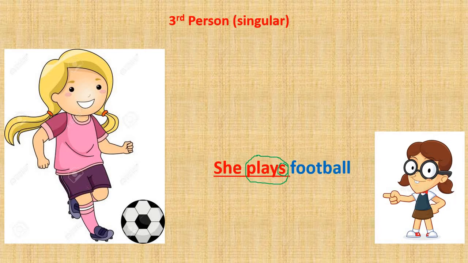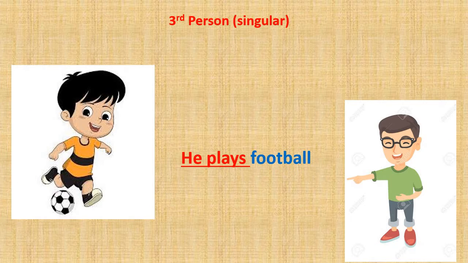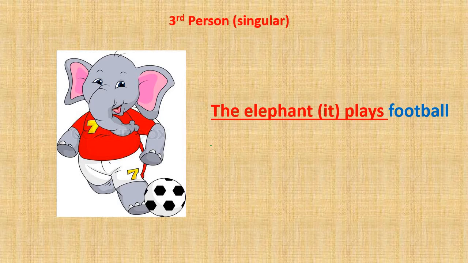So, she plays football. Third person singular number she uses the verb play by adding an S at the end of it, right? Let's go for the next one. Third person singular number he is also the same. He plays football. And let's go for the next third person singular number: the elephant, it plays football.